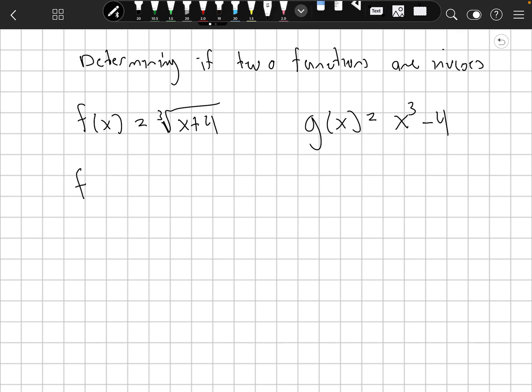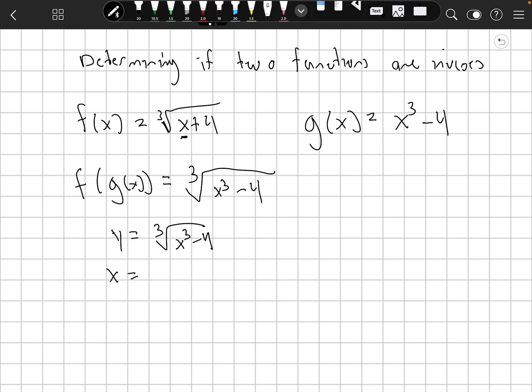I'm going to start with this right here. So this is saying we're putting g inside of f. So I'm going to take the cube root of, and in place of x here, we're going to put x cubed minus 4. So that's that function there. Let's go ahead and figure that out. So I'm just going to call this y for a second. And I'm going to switch the place of x and y. That's what you do with the inverse functions. Hold on just a second.